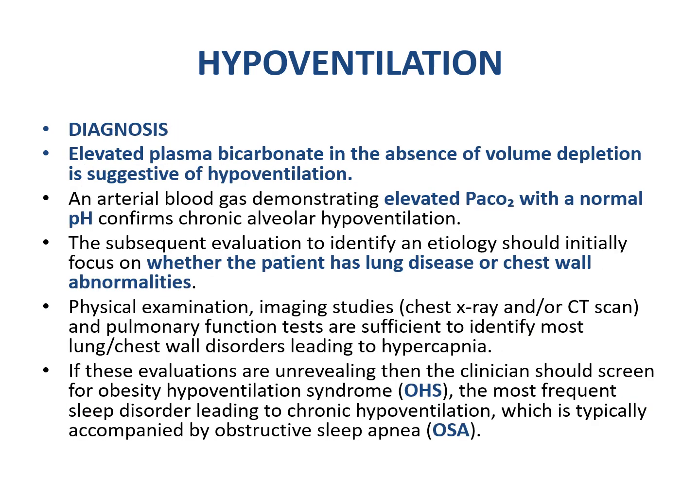and right heart failure. Elevated plasma bicarbonate in the absence of volume depletion is suggestive of hypoventilation, and arterial blood gas demonstrating elevated partial pressure of CO2 with a normal pH confirms chronic alveolar hypoventilation. The subsequent evaluation to identify an etiology should initially focus on whether the patient has lung disease or chest wall abnormalities. Physical examination, imaging studies, and pulmonary function tests are sufficient to identify most lung and chest wall disorders leading to hypercapnia.